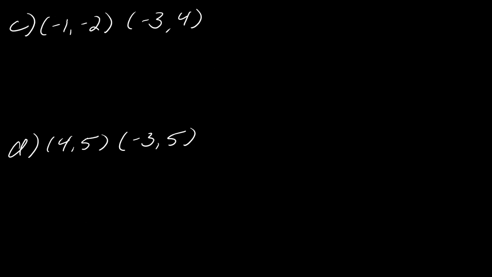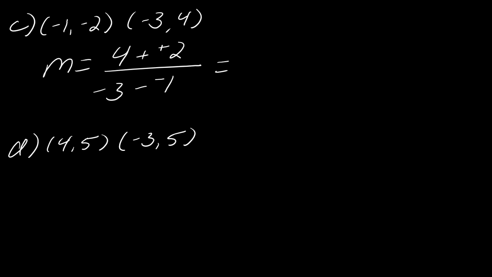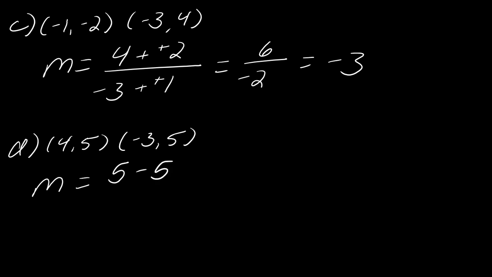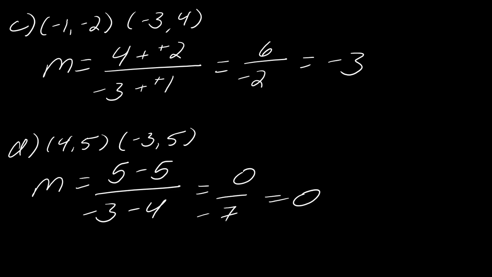So continuing on here, I have -1, -2, and -3, 4. Once again, I'm going to start with the y coordinates. So I'll take 4 minus -2 over -3 minus -1. So I can add those. 4 plus 2 is going to be 6, and -3 plus 2 is going to be -2. So this whole thing is going to equal -3. And then moving on to D here, I'm going to start with the y coordinates. So this will be 5 minus 5 over -3 minus 4. And so this will equal 0 over -7. So this will just equal 0.